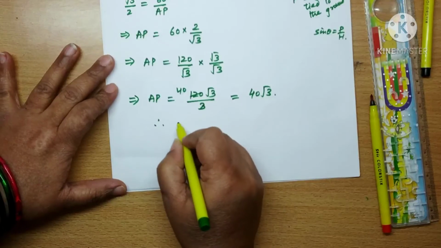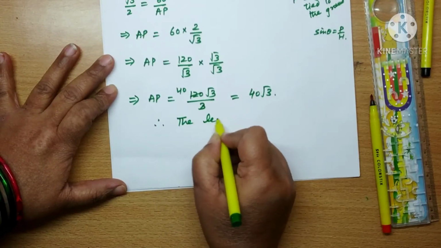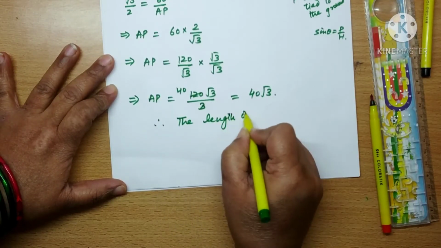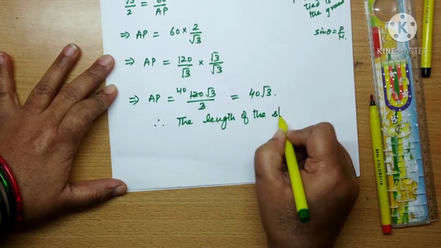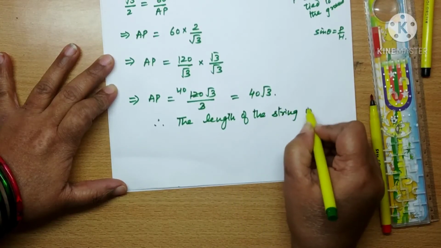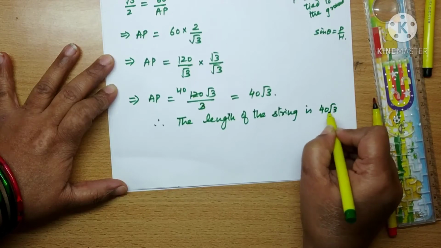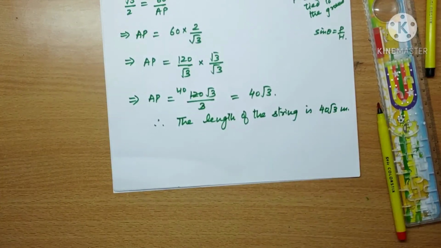Therefore, the length of the string is 40 root 3 meters. If the value of root 3 is given to you, you substitute; otherwise you leave it like this in the question. Since the value is not given, we will not substitute. If the value is given, you substitute and calculate, otherwise you leave it in this form.